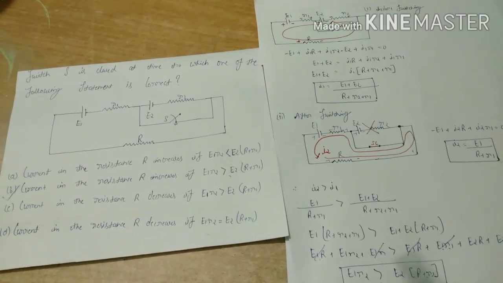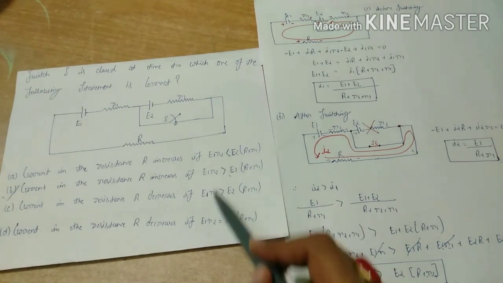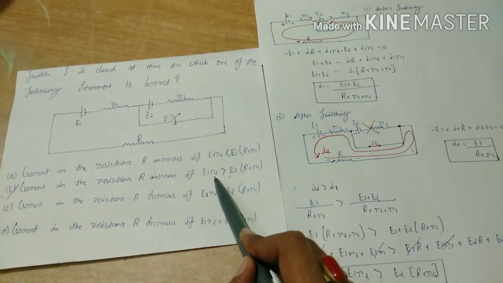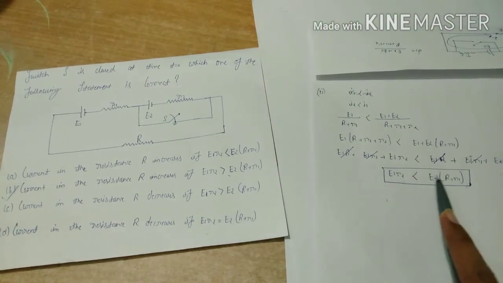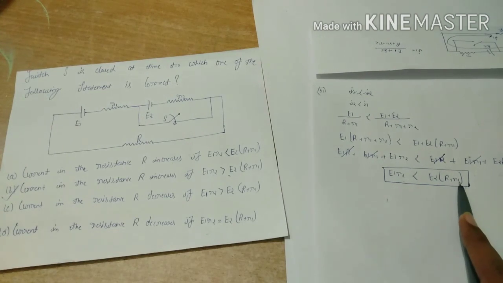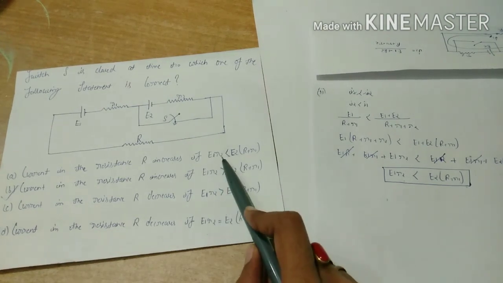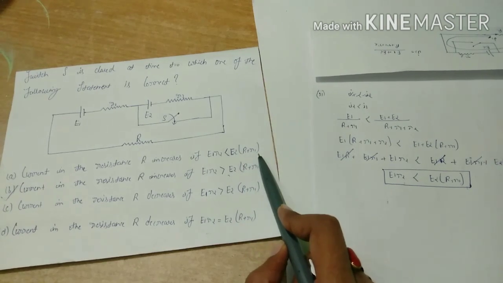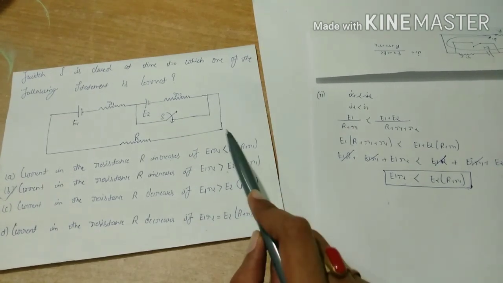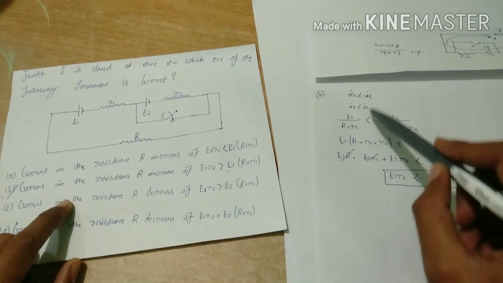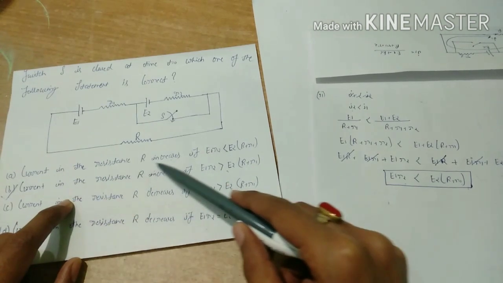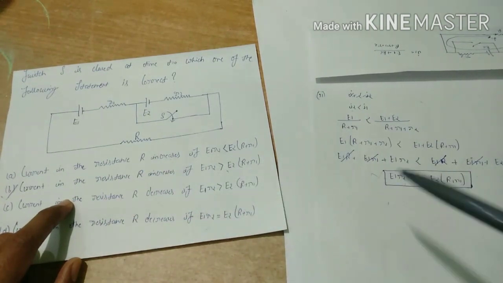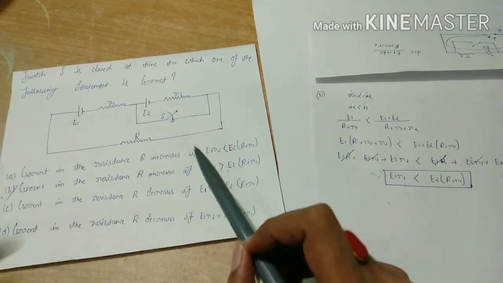Let's check the options. E1 R2 is greater than E2 times R plus R1. So this option is correct. Another option is E1 R2 is less than E2 times R plus R1. The point to be noted is that this is the case for decreasing current in the resistor R, and the other is the case for increasing current in resistor R. That's why this option is incorrect. Only one option is correct.